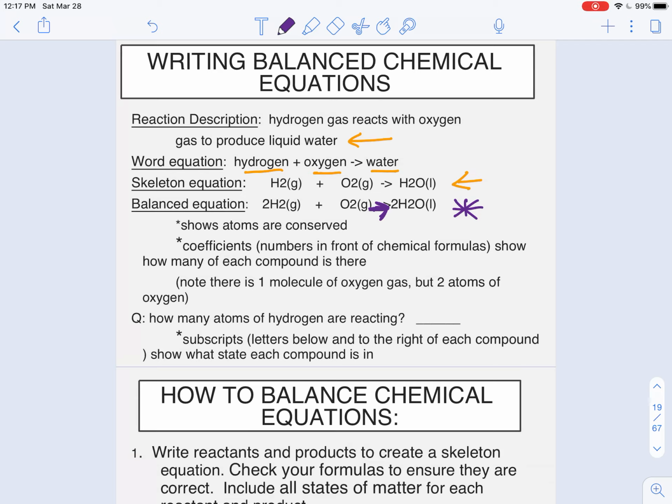I wanted to review the word coefficient because that's the number that you can write in front of each compound in the reaction. The formula of that element you cannot change. If the formula is correct, you must leave the formula as it is.